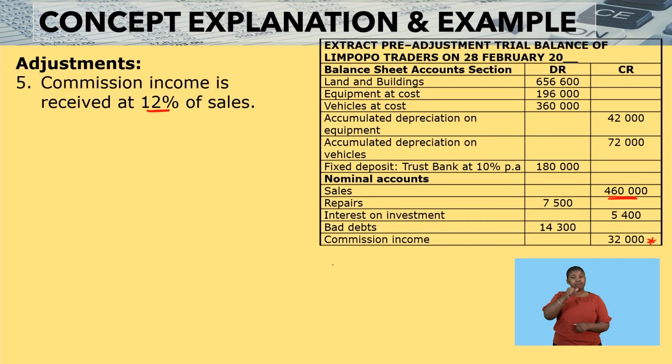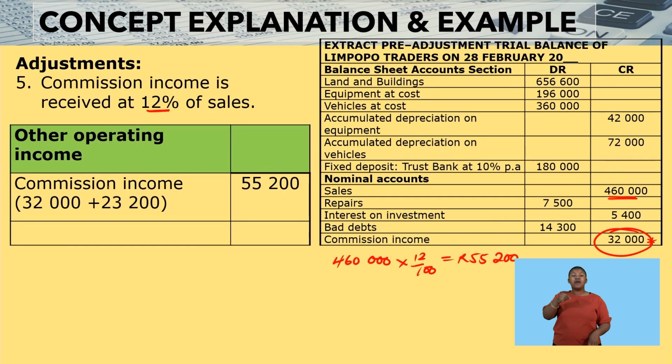We only see that if we come to our sales. Then we say sales is 460,000. We multiply that by 12%. All right? So we want to get commission income. So we are now saying our 460,000 multiplied by 12%. I want you to punch that in your calculator, and I want you to tell me how much we then get. So you are saying, again, 460,000 multiplied by 12%. All right? That should give you 55,200. Yet here we have 32,000.